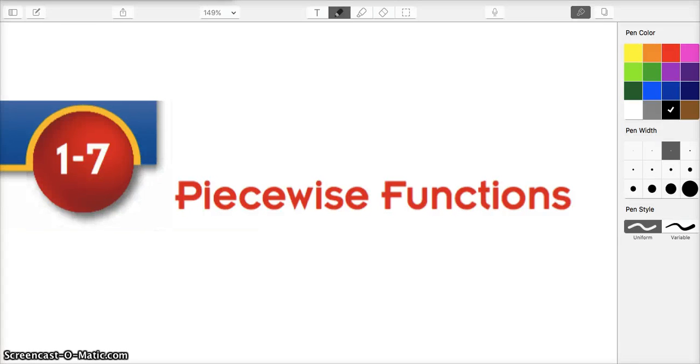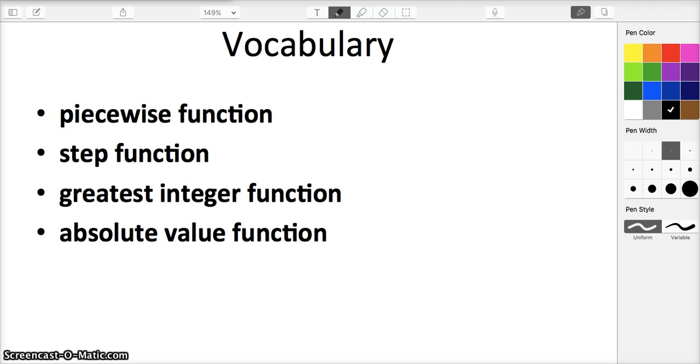Hey, pre-calculus friends, we are in chapter 1 still. We're looking at section 1.7. We're going to talk about piecewise functions. So we are still talking about linear functions, or functions with kind of lines in them, but today we're going to take, I guess, a little step away from them and talk about functions that are related to the linear function. So the first is the idea of a piecewise function.